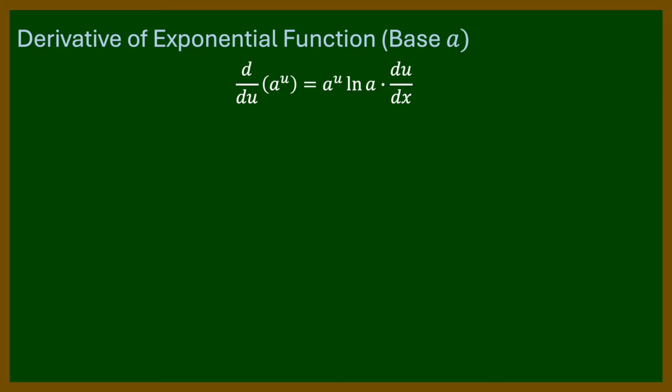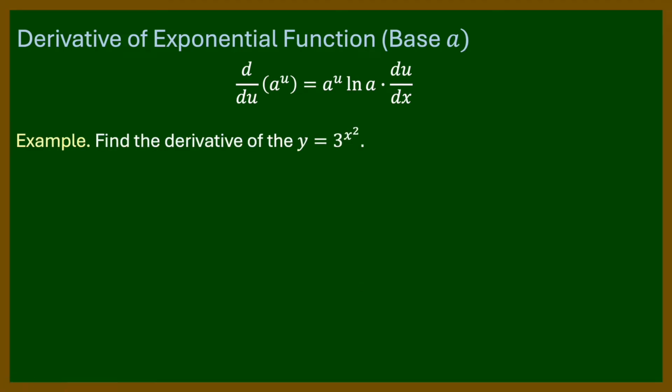So here's the formula for the derivative of the exponential function to the base a. We have derivative of a to the u with respect to x equals a to the u times ln of a times derivative of u with respect to x. Take note and bear in mind that we introduce an additional variable, which is u, because of the chain rule.